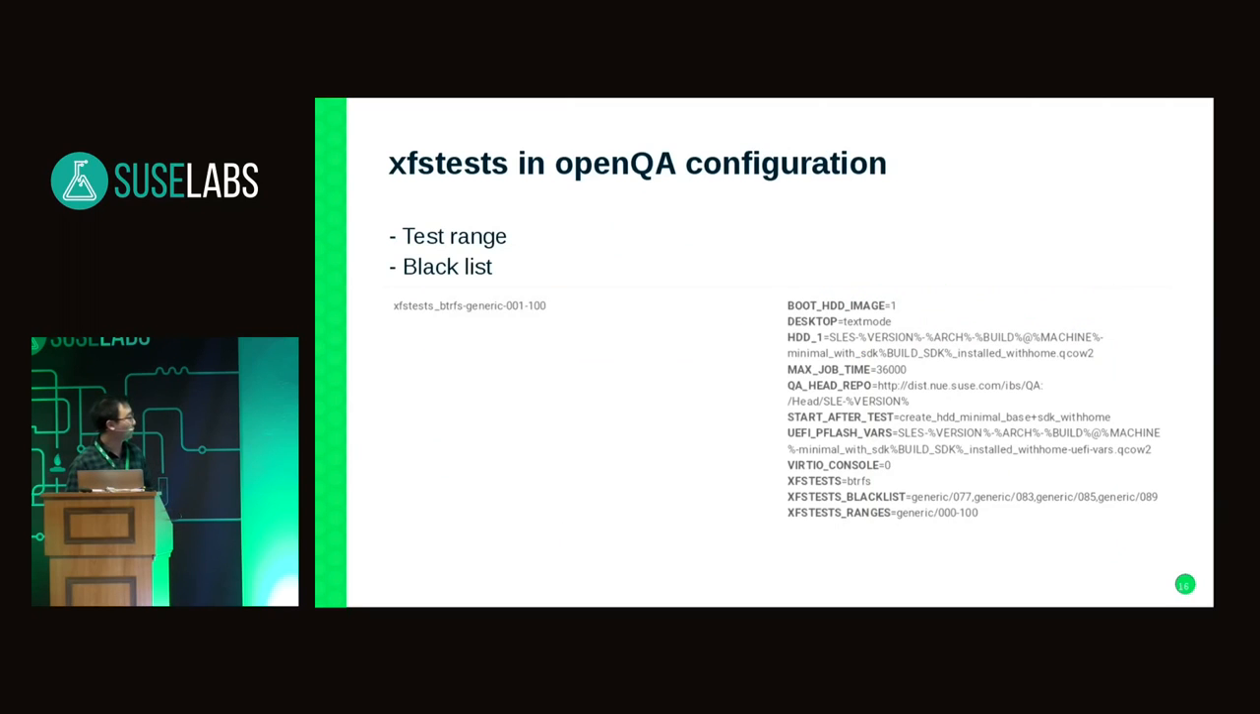Here is the configure part of the backend. We only care about the test range and blacklist. The blacklist at the beginning is not included. At that time, all the tests were red, so you could not see any change between builds.